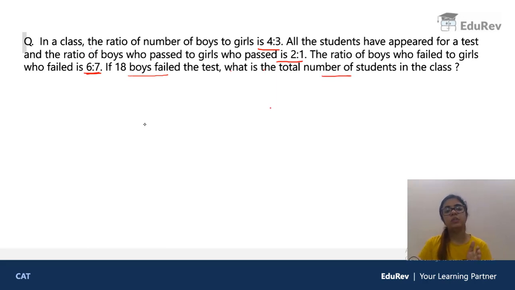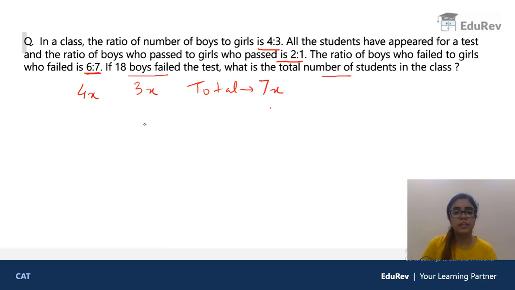See, we have the total ratio of boys and girls as 4:3. So let's say if we have 4x boys, we have 3x girls. So we have a total of 7x students. Now, the ratio of boys who passed to girls who passed is 2:1. So suppose boys passed are 2y, so girls passed are 1y. And the ratio of boys who failed to girls who failed is 6:7. So suppose 6z boys failed, so 7z girls failed.